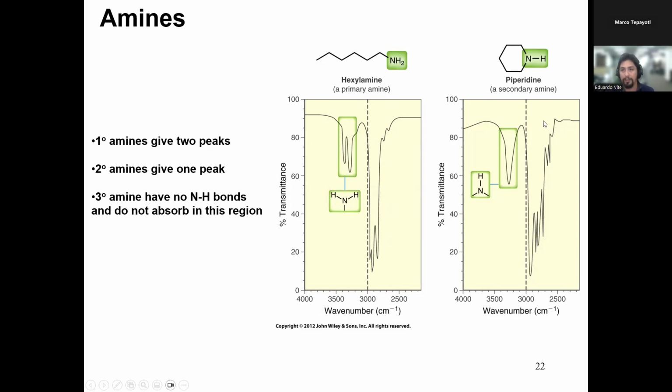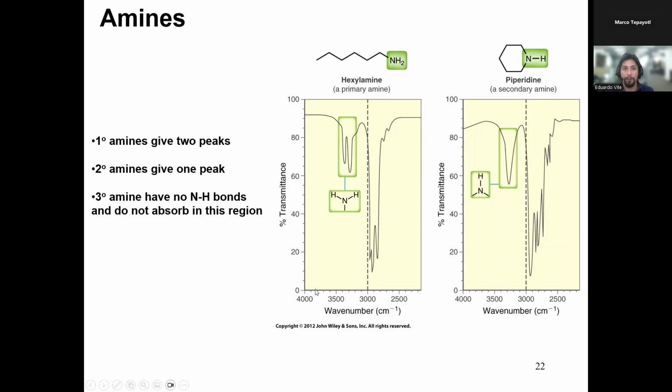So if you look at the one, for example, piperidine, that is a nitrogen with two carbon bonds. So there's only one NH stretch. You see that single peak right there at about 3400. And if you look at hexylamine, you have two NH bonds. So you're going to see two peaks. And those are the peaks that you see right here at around 3400 to 3500.